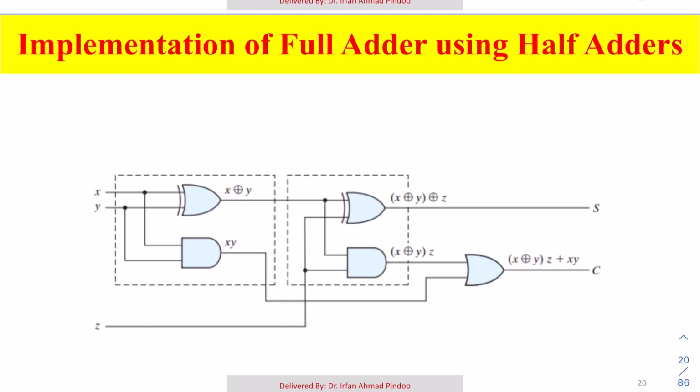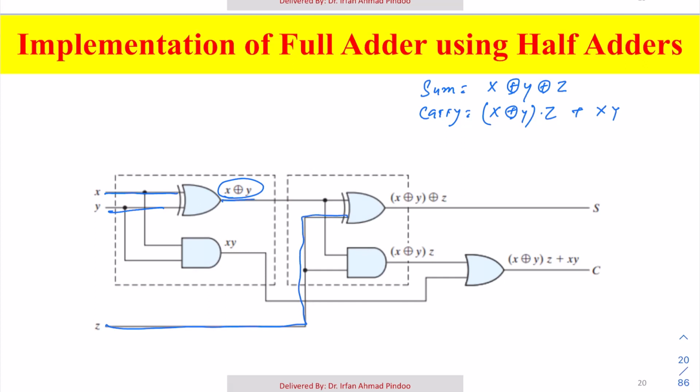Now very quickly we will see how this diagram implements our equations, which I will write again for you. Sum was x XOR y XOR z, and carry we got was x XOR y dot z plus xy. You can see we are getting x XOR y from the two inputs, and the z input we are giving from here to the XOR gate. This is x XOR y coming. So finally we are getting x XOR y XOR z. So sum we have verified.